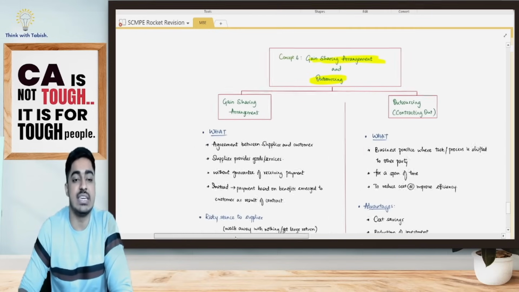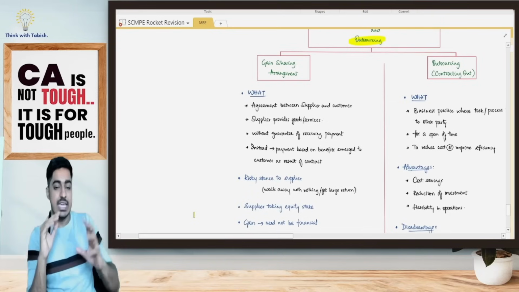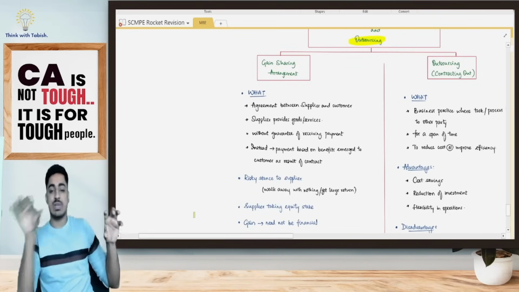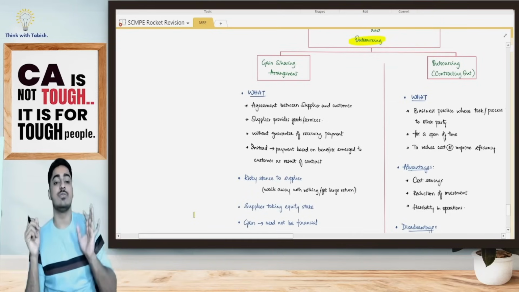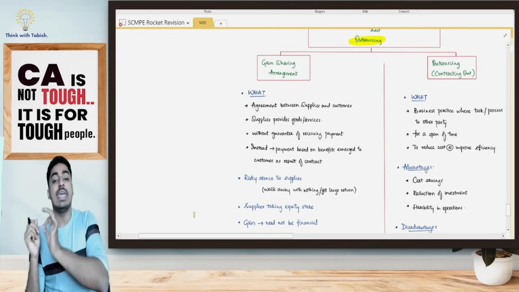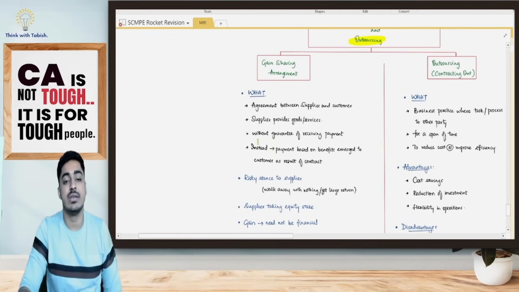What is a gain sharing arrangement? It is an agreement between my supplier as well as customer. What is the supplier doing? The supplier is providing goods or services, however, without any guarantee of receiving payment.